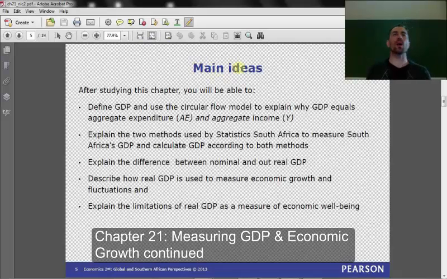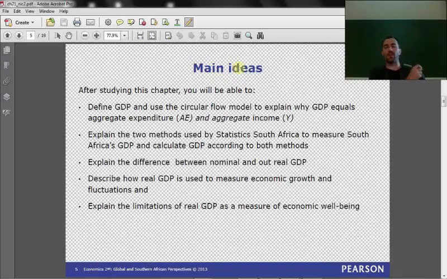So chapter 21, what is chapter 21 all about? What happens? We're going to do a couple of things. We're going to introduce you to the idea of GDP. So number one, we're going to define GDP. We're going to get introduced to this thing called the circular flow model, and what that is going to show us is that we can measure GDP in two different ways.